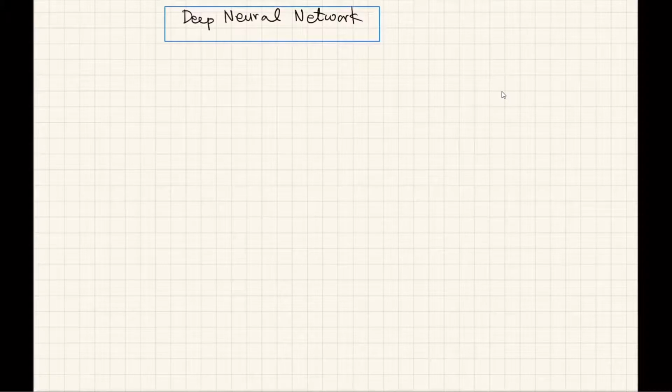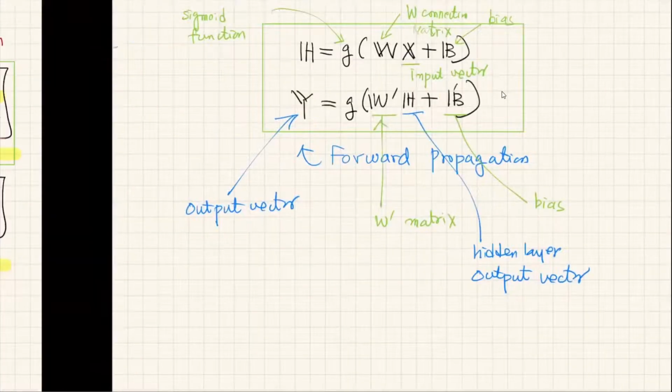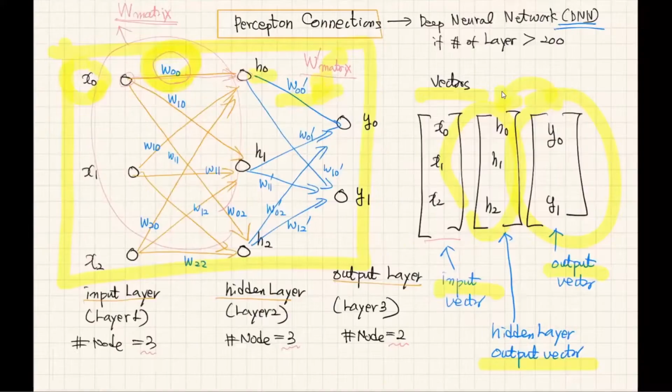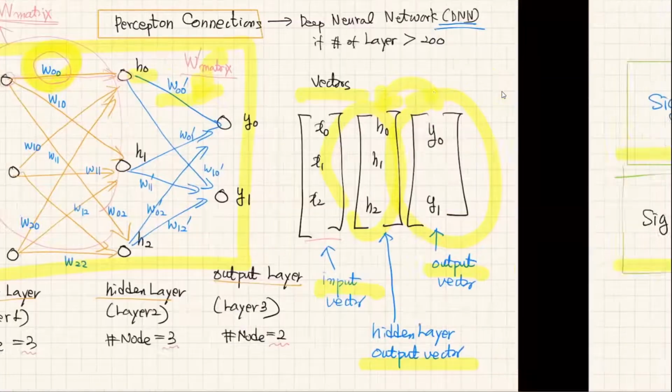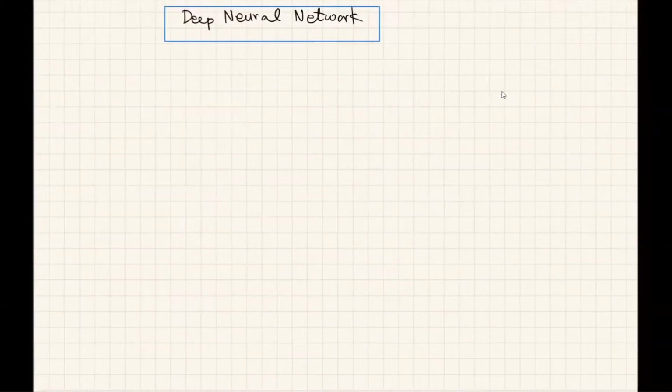In this page, I would like to give you the whole structure of the deep neural network. In the previous page, I was giving you some examples of a very small size case with three layers: one input layer, one hidden layer, and one output layer. Now let's talk about some general case. I would like to give you an idea of what the general structure of deep neural network is.